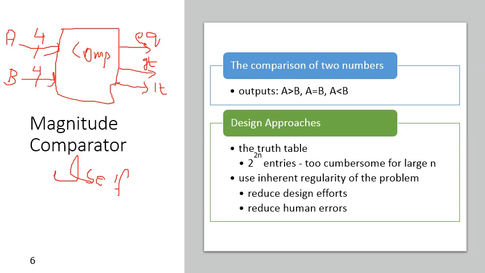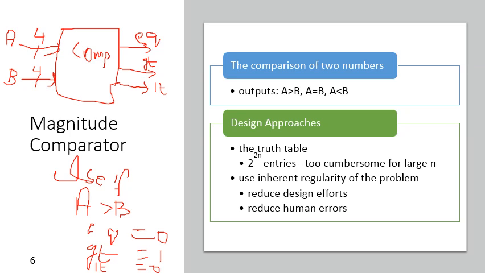Else if A is greater than B, then in that case EQ should be 0, GT should go on 1, and less than LT should also be equal to 0. And for the final else, if A is less than B, then in that case LT should be 1 and other two outputs should be 0.